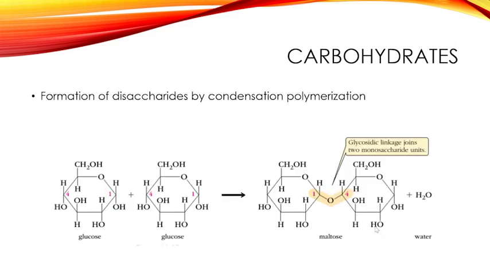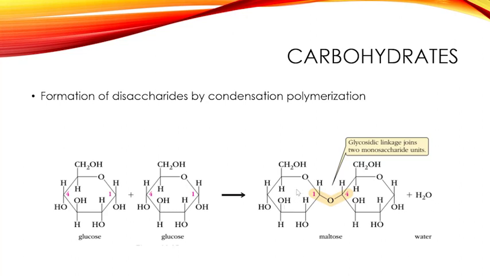Carbohydrates, or more specifically disaccharides and polysaccharides, are formed by condensation polymerization. For example, we have here the formation of maltose from two glucose molecules. You see that upon the combination of two simple sugars, you are forming a disaccharide, which is essentially a polymer, plus water as our byproduct.